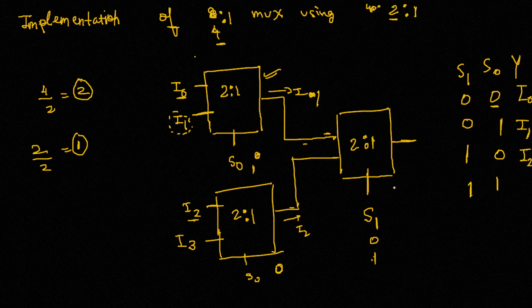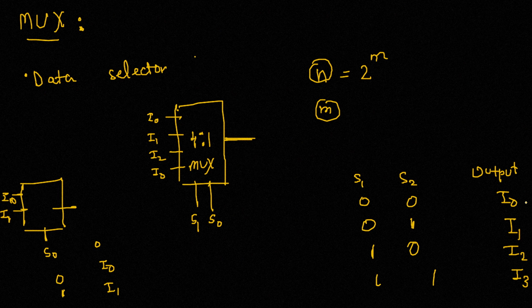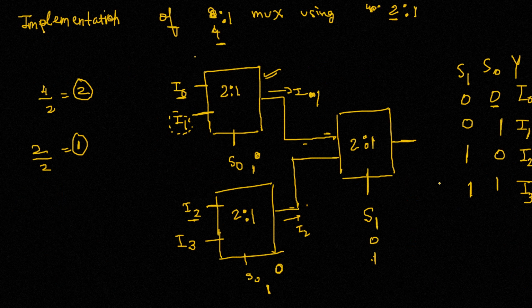And similarly, if you have 1 and 1, it means the bottom mux is chosen. And since S0 is 1, I3 is taken as output from here, and that directly comes out as the output. So like you can see, this is how the 4 cross 1 mux was implemented, and we can successfully implement that using 2 cross 1 muxes. Now let us look at a little more complicated circuit, which is the 8 cross 1 mux using 2 cross 1 mux.